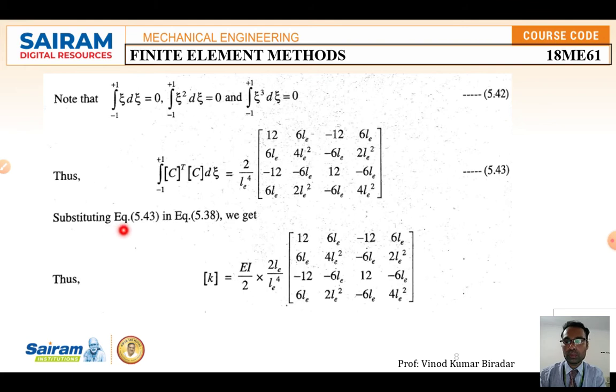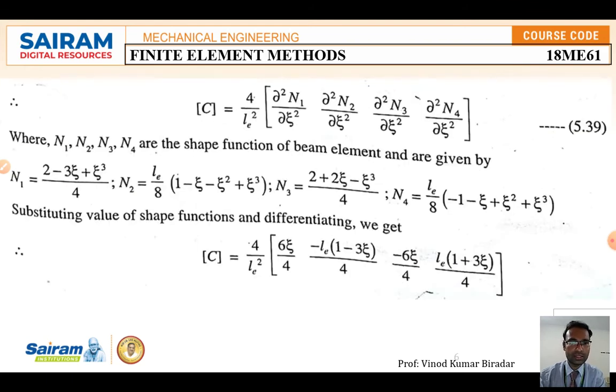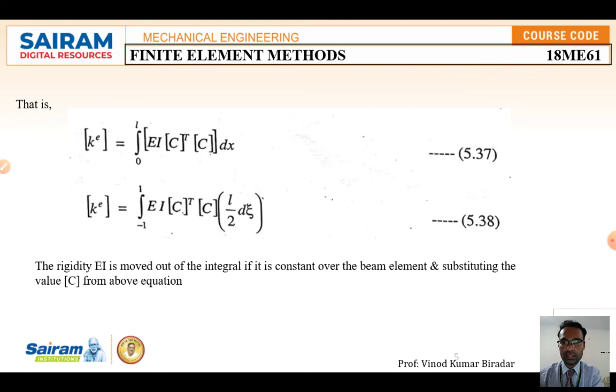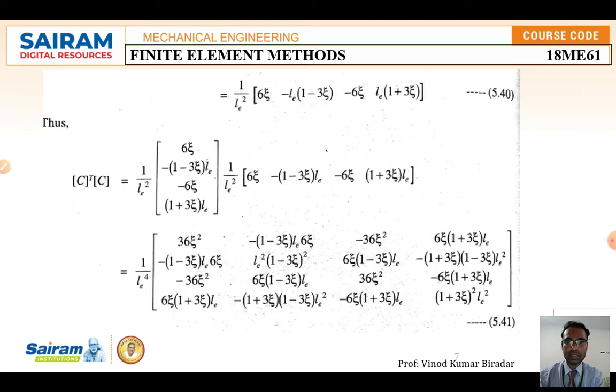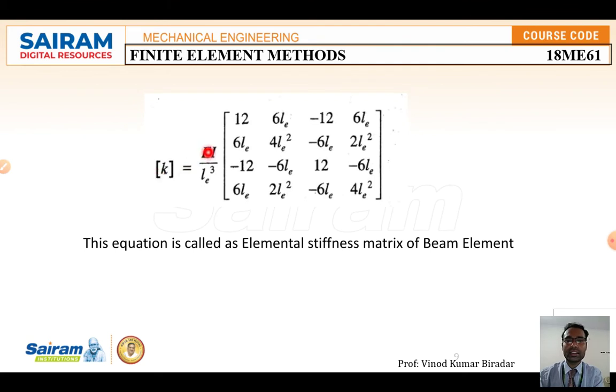Now substitute this equation 5.43 in 5.38. So this is the integration of C transpose C. Substitute it in this equation. If you substitute here, what you are going to get is K equal to EI by 2, so 2Le by L4. Substitute those values, so this 2 gets cancelled, Le is going to cancel, L cube will be remaining in the denominator. So finally you are going to get K is equal to EI by L cube.